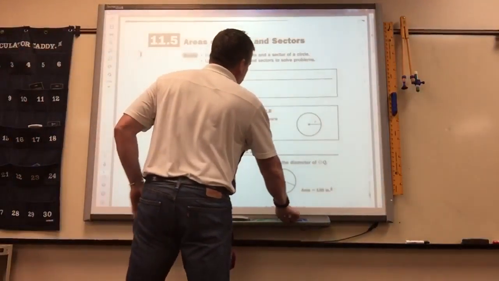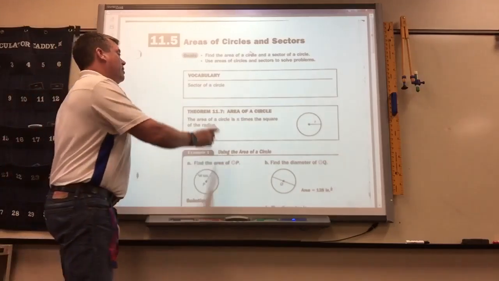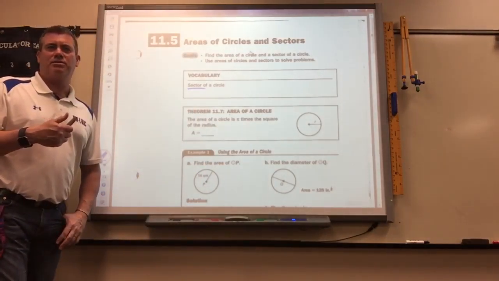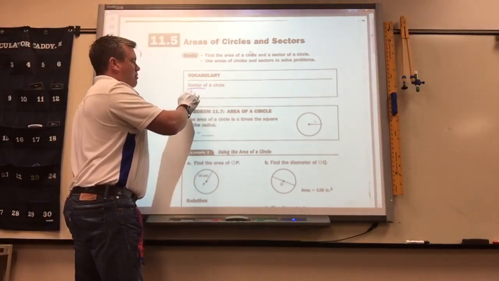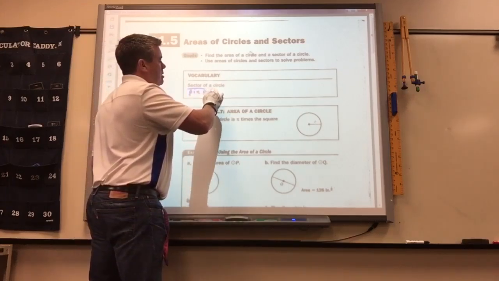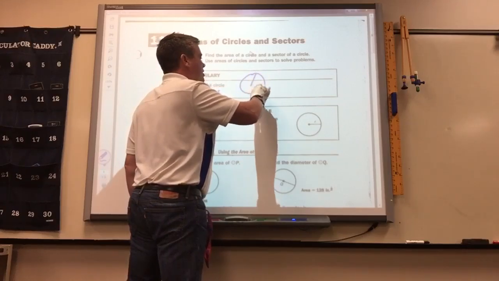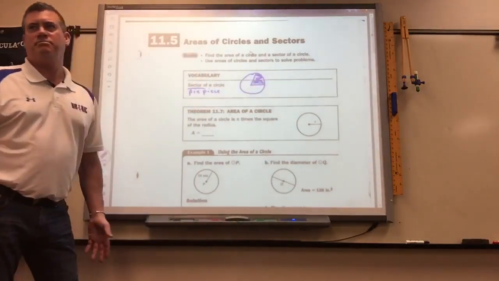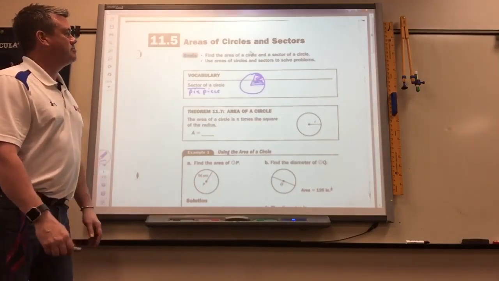Okay, areas of circles and sectors. You may have seen a little bit in 8th grade. We learned about sectors, we didn't really do much. A sector, the easiest way to remember or think of it, is a pie piece. So if you've got a circle and you cut out the central angle, that would be a sector. Okay? It's a section, right?